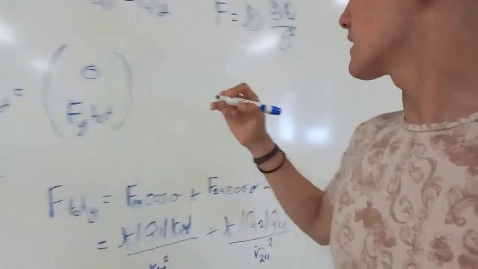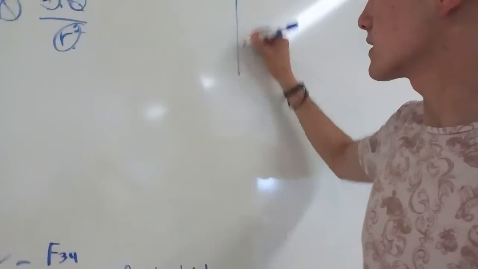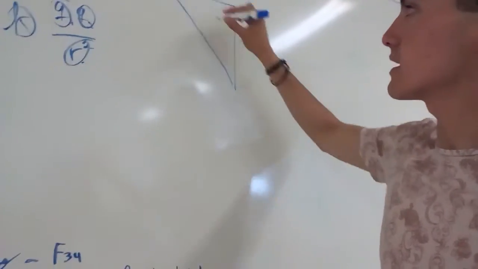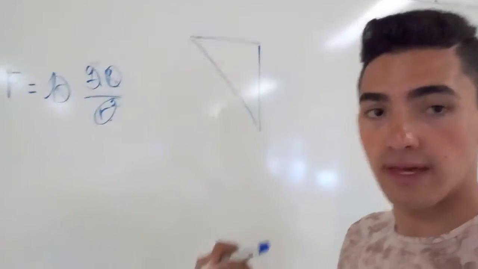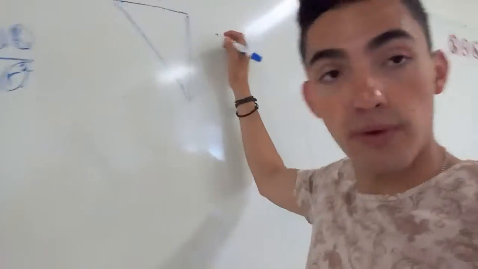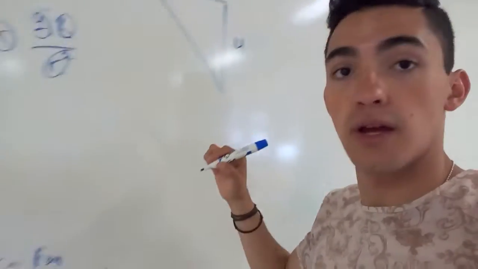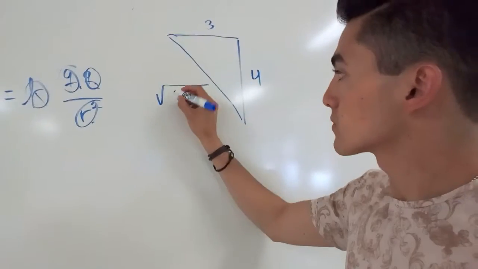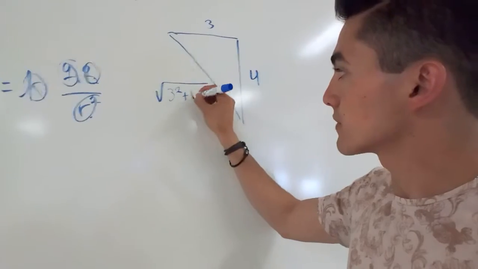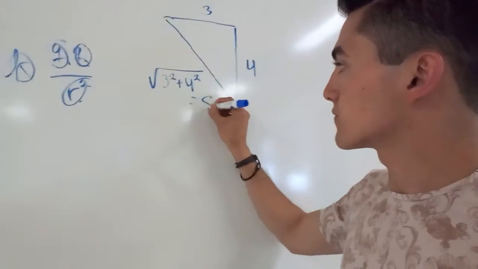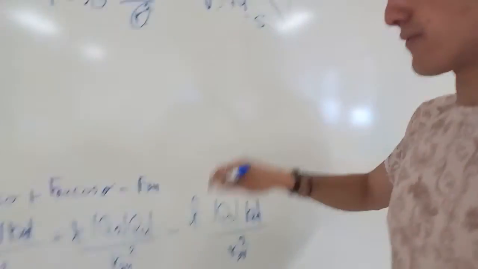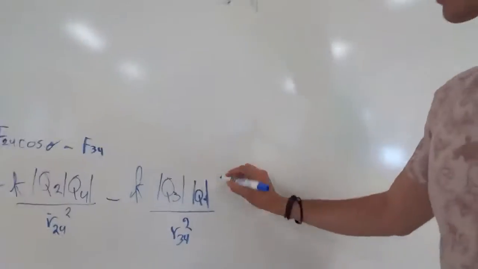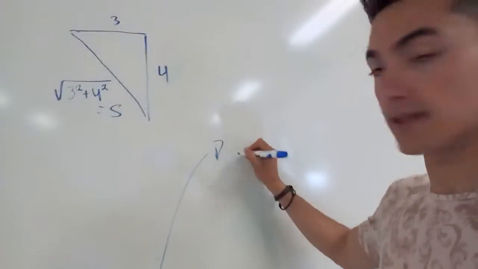To take that value, we will draw here the triangle, and we know that this side will be equal to 3 and this side will be equal to 4. So if we have the square root of 3 squared plus 4 squared, this will be equal to 5. So the distance in here and in here will be equal to 5. This part, I'm going to write it here.